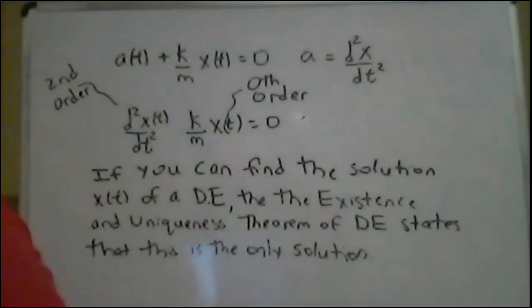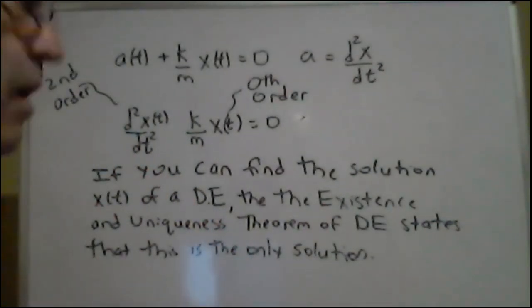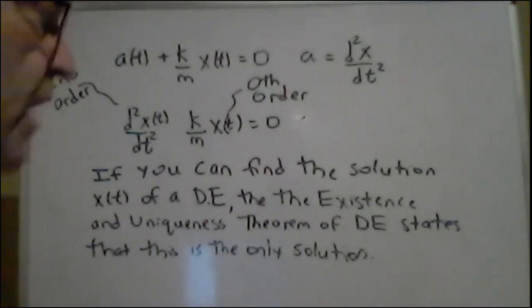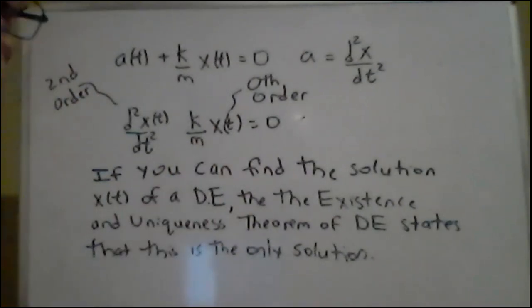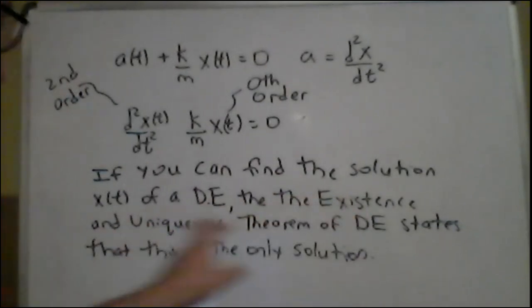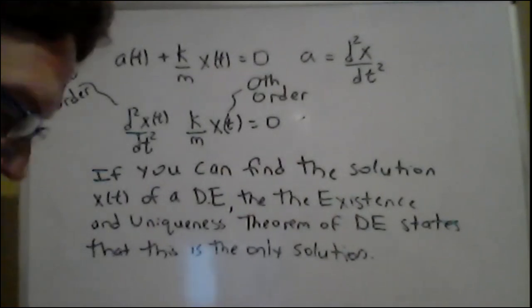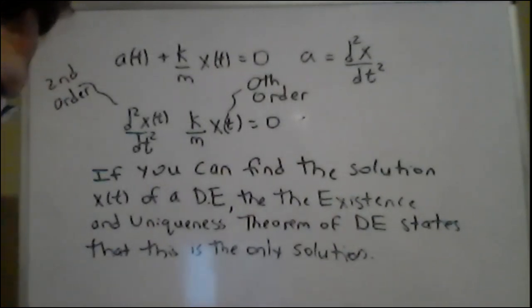All right, so by hook or by crook, if you can find the solution to the differential equation, then that is the only solution. There's a special theorem in differential equations called the existence and uniqueness theorem. So the big question that we have is, we have this differential equation, can we actually solve it? That's the central question here. And what would the answer to it be?